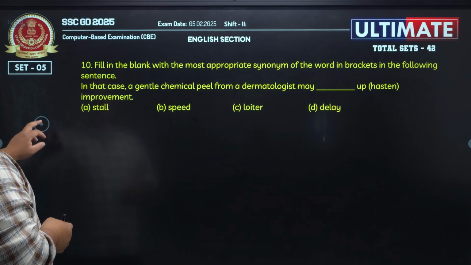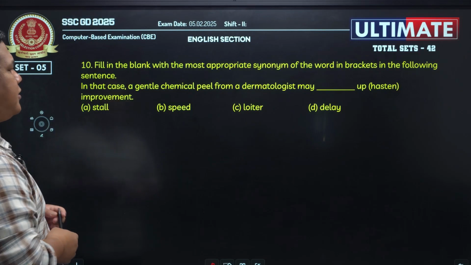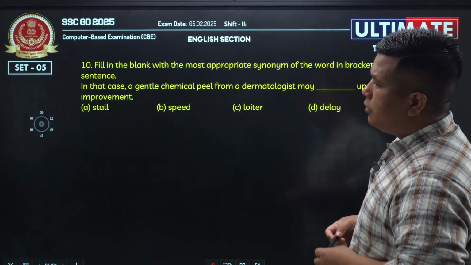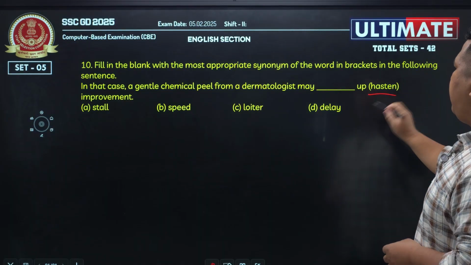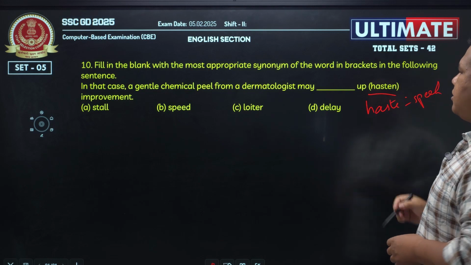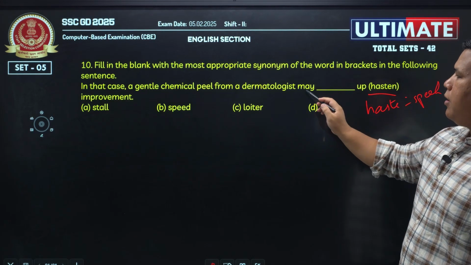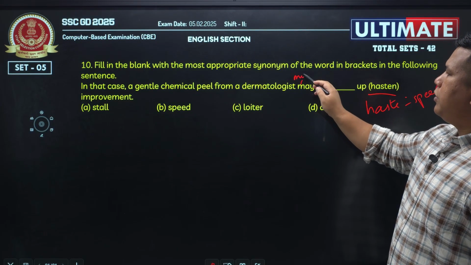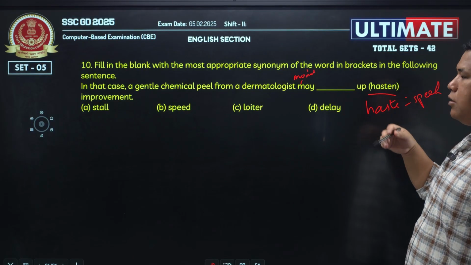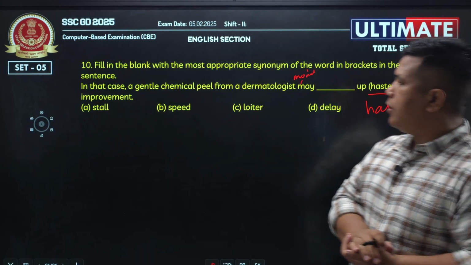Synonym of the words in brackets. In that case, a gentle chemical peel from a dermatologist may hasten improvement. Haste is speed. Hasten is a verb form of speed. May is a modal verb, so the main verb follows. Hasten means make something happen quicker. So which one is quicker?